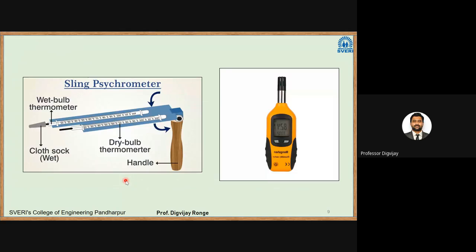Then I showed the device. This is a sling psychrometer which is used to calculate both DBT and WBT. In one scale we calculate the DBT, dry bulb temperature. In another, this thermometer's bottom is covered with a wet cloth, so because of evaporation of water, the rate of heat transfer is increased and there is a reduction in temperature. That reduced temperature that we get, we call it the wet bulb temperature.